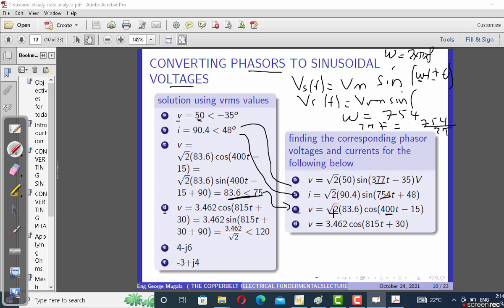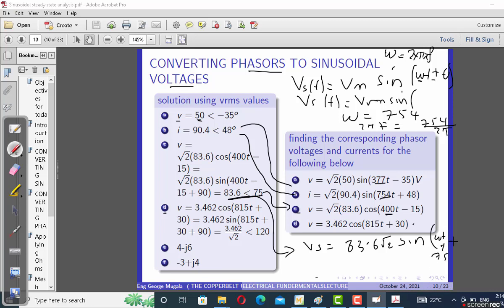We can say, in fact, root of 83.6. Then we can say sine, all right, 400t plus 75. So let's just get it. We can say Vs is 83.6 root of 2 sine of what? Sine of omega t, we don't care about that, it's the frequency, plus 75.